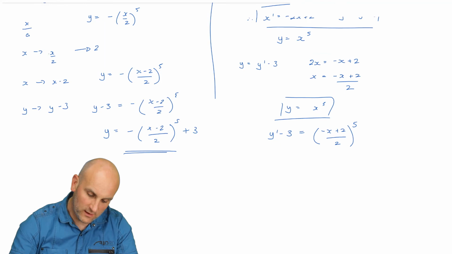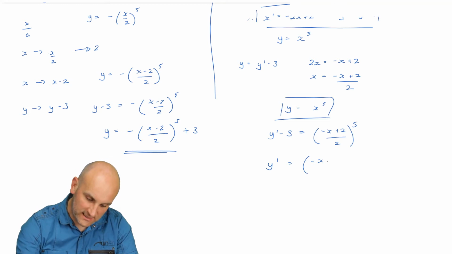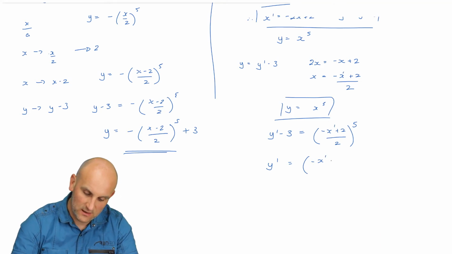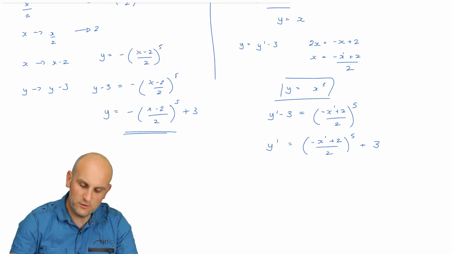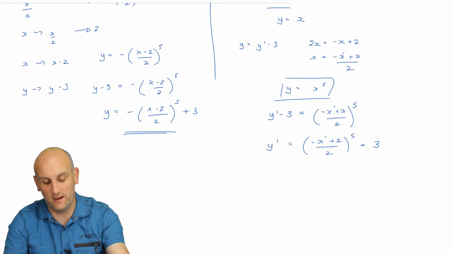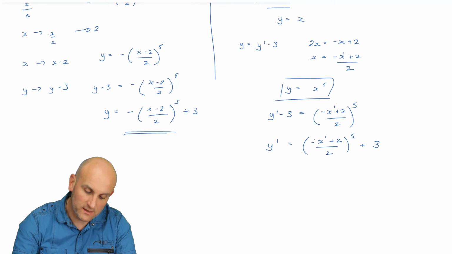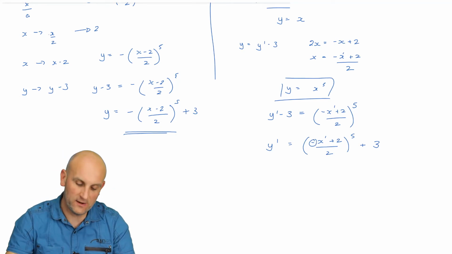Add 3 to both sides, and we get y dashed is equal to minus, well, actually that should have been an x dash, ladies and gentlemen. Very, very bad. So that should be an x dash, that should be an x dash, and that should be an x dashed, plus 2 all on 2 to the power of 5, and then plus 3. And you're going to say, hold on a moment, they do not look the same. But actually they are, because I can move this minus side outside my brackets.